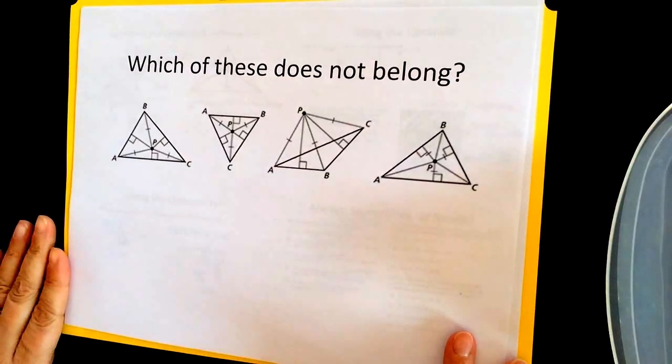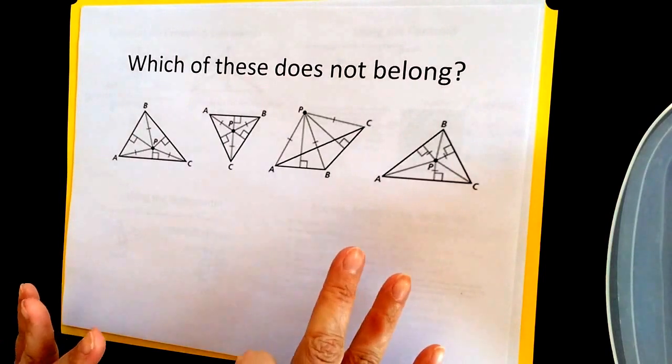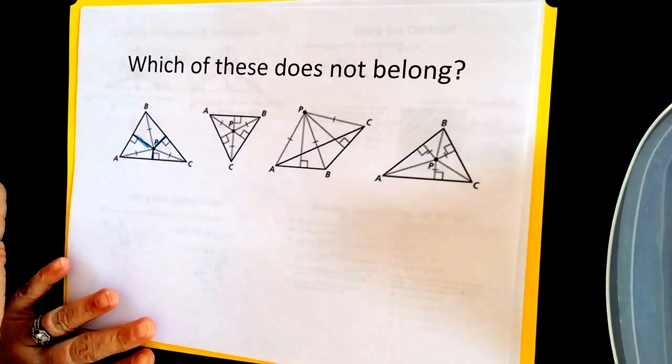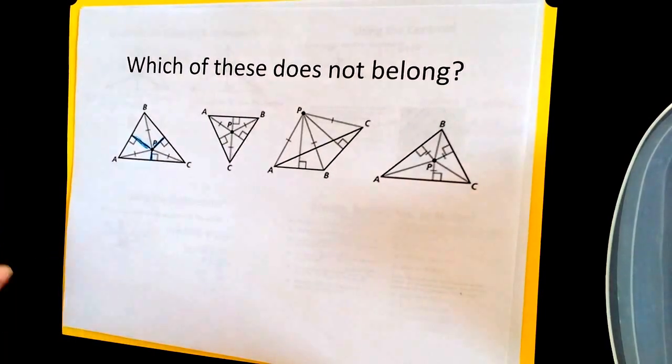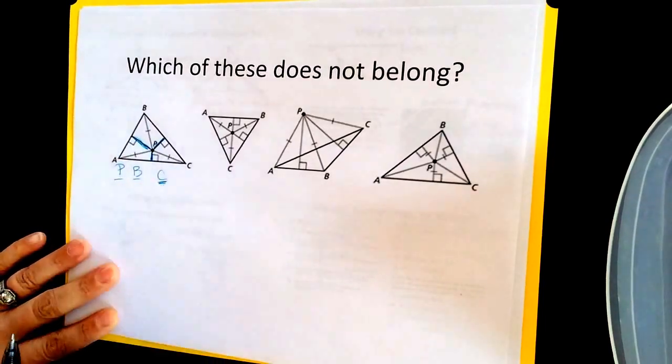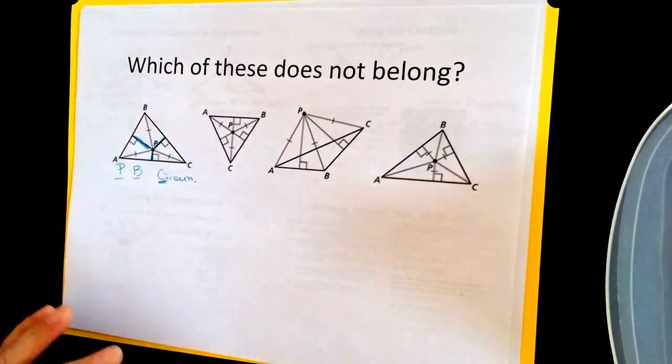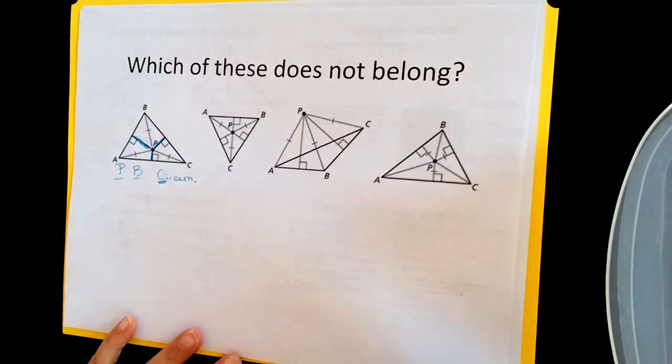All right. Last one here. Which of these does not belong? You have to be very careful about what segments you're looking at here, okay? So the first one that we're looking at, you need to see that these that I'm highlighting in blue, these are my perpendicular bisectors. And so if I'm drawing perpendicular bisectors, then I must be looking at the circumcenter. If I'm looking at the circumcenter, his property is that he is equidistant to the vertices.